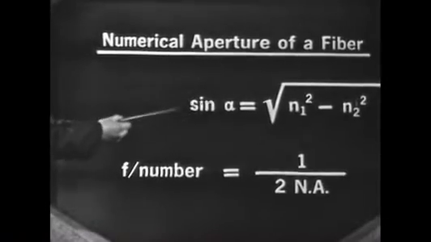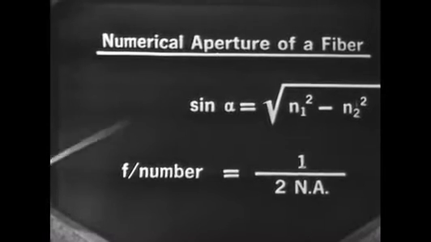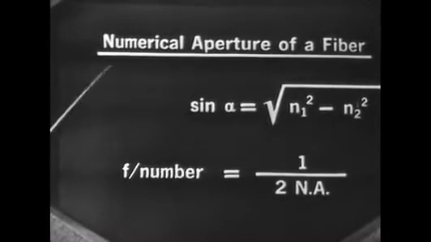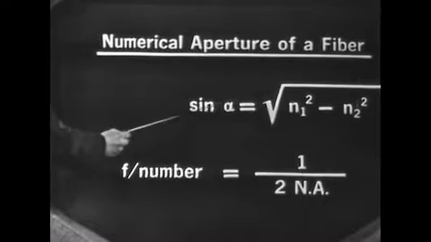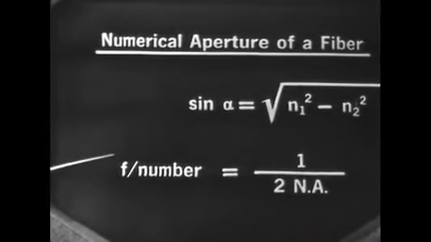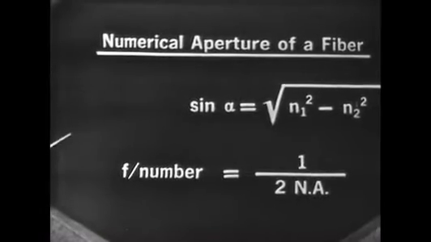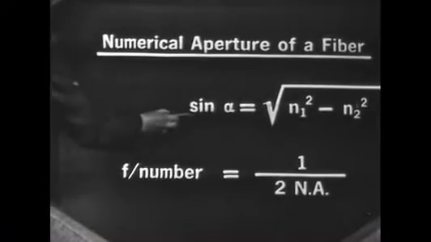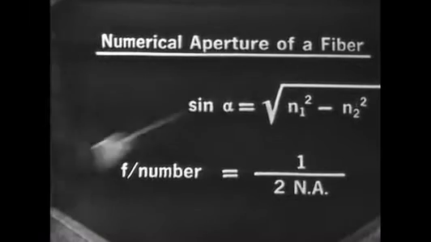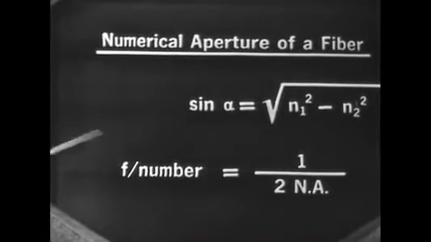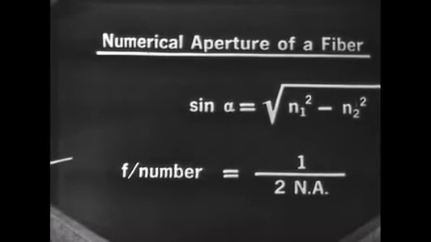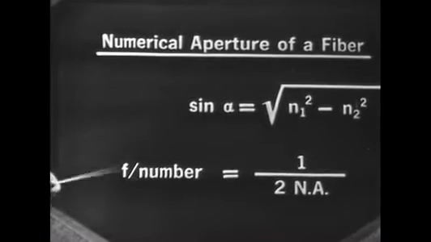The angle alpha, the Greek letter alpha, was to represent the angle of the incoming ray, and it is related to the indices of refraction of the core of the fiber and the coating by this formula. These are the two indices. This is the index of the core, that of the coating. Right. This numerical aperture here is related to a more commonly understood optical term, the F number, by this equation.